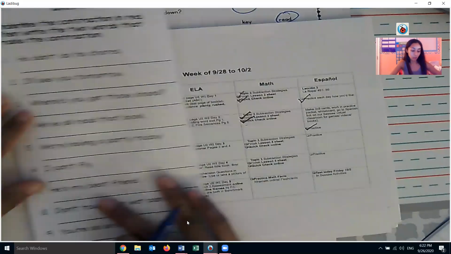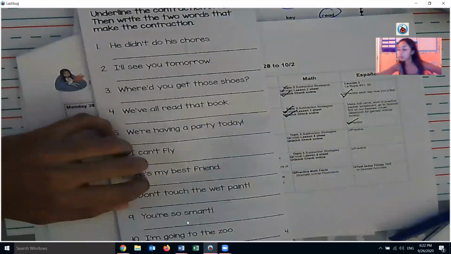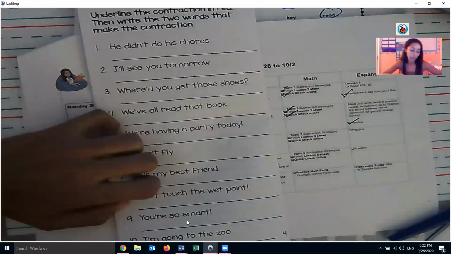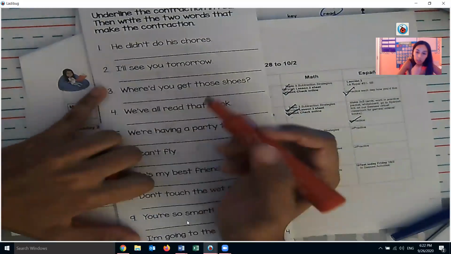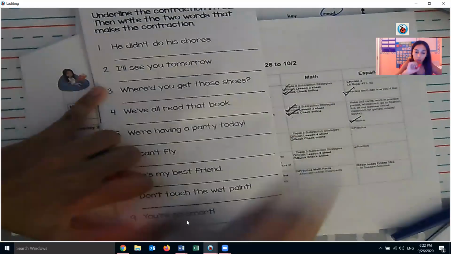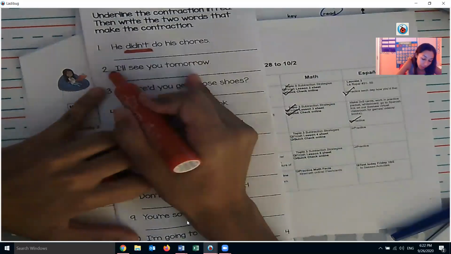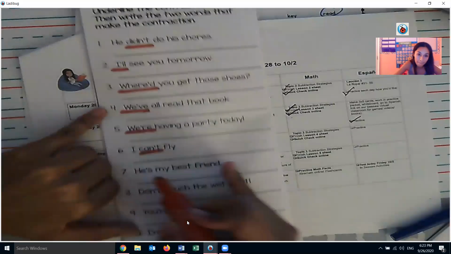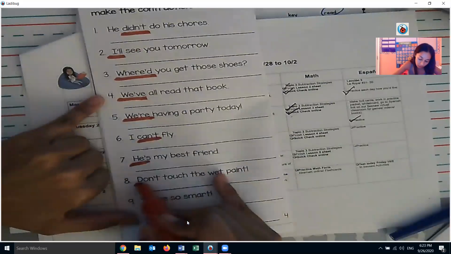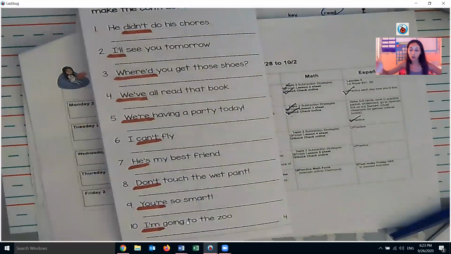Okay, behind here, we're going to underline the contraction in red. Let me find the red here. And we're going to write the two words that make that contraction. So first, I'm just going to go through and underline all the contractions, and I can tell where they are by that little apostrophe. So we have didn't, I'll, where'd, we've, we're, can't, he's, don't, you're, and I'm. So those are the contractions.